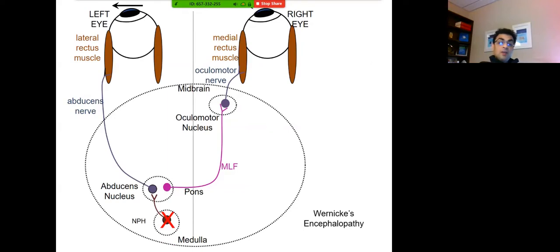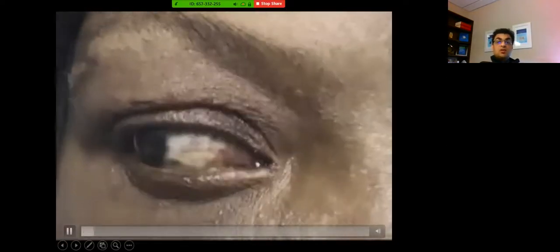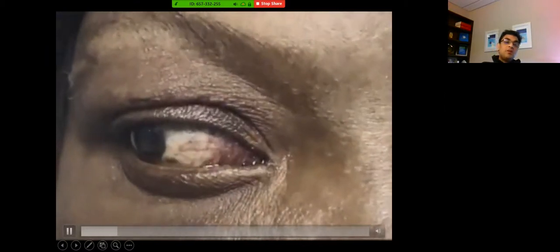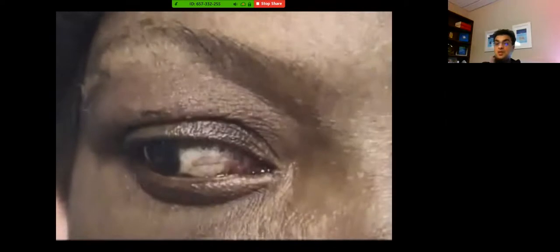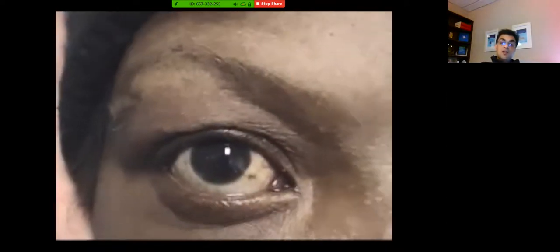And if you don't have NPH, then you may get gaze-evoked nystagmus. So in this lady who had a lesion of NPH, you can see that she had right beat when she looks to the right side. And when she looks straight, she does not have any rebound, which means that it is not cerebellar, but it is NPH deficit, and she had gaze-evoked nystagmus.